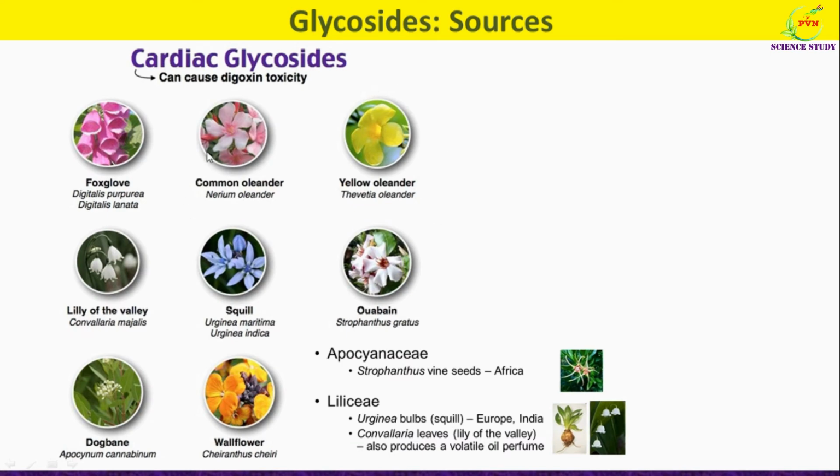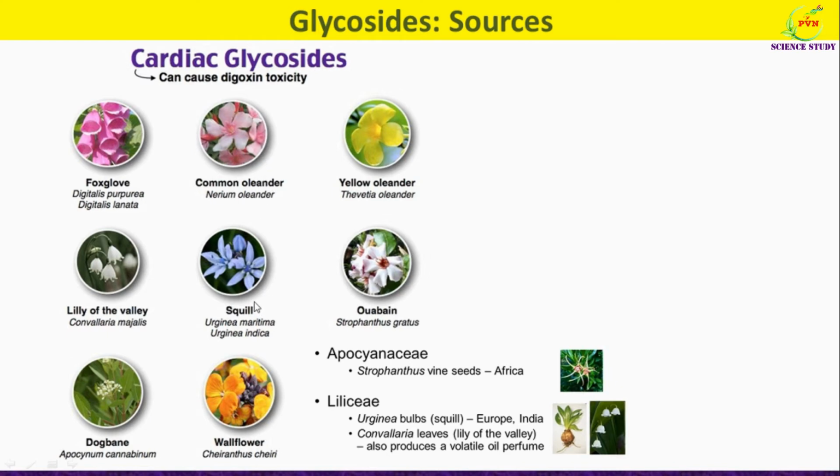Here you can see the sources of cardiac glycosides. Cardiac glycoside is a small group of plant glycosides that act directly on the heart muscle, and so the name given is cardiac. Cardiac glycosides are produced from different plants such as Digitalis purpurea, Convallaria majalis, Apocynum cannabinum, Nerium oleander. You might have seen this, the common oleander plant.